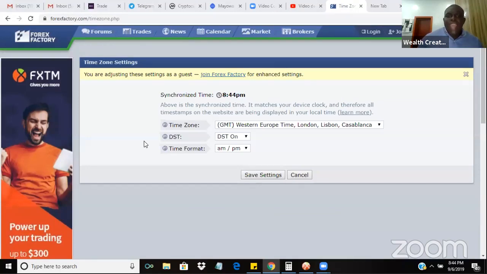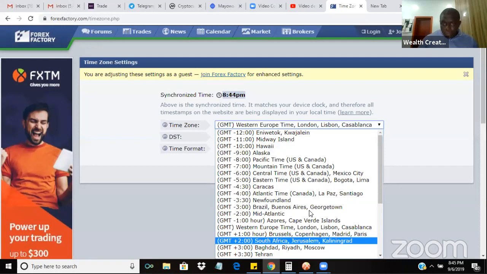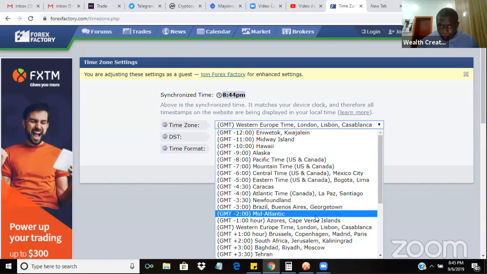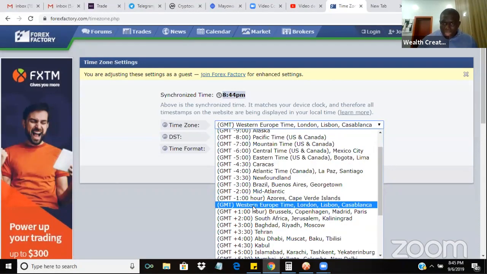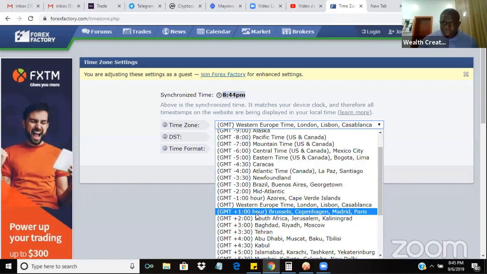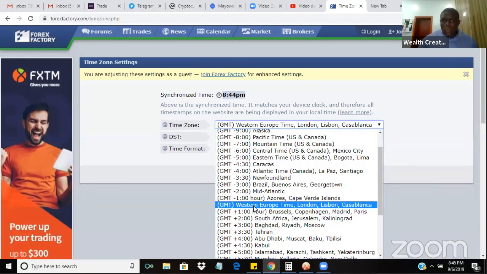So when you come here, you need to update this time. Make sure it is the same as the time on your system or the time on your phone. If your laptop time is not up to date, you need to update it. So you want to use the time on your phone. Now, your time zone should be West Africa, which is +1. I like it to always be +1, or you put it on London.